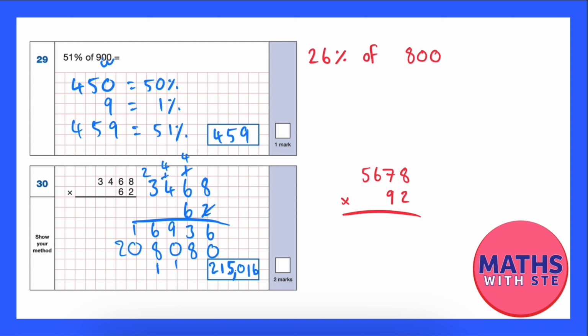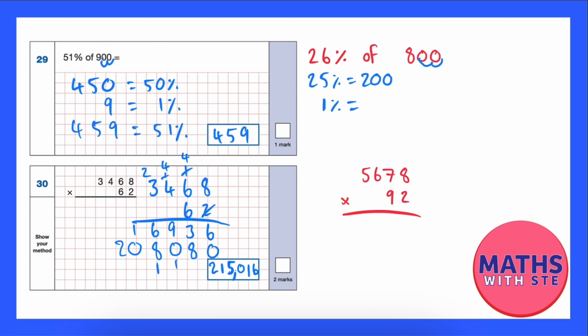Okay, let's do this. So we've got 26% of 800. Well, 25% is a quarter, isn't it? So I just need to be able to divide it by 4. Or just halve it and halve it again. Well, half of 800 is 400. And then halve it again. Half of 400 is 200. So I can say that 25% equals 200.